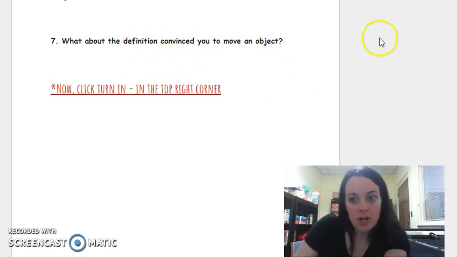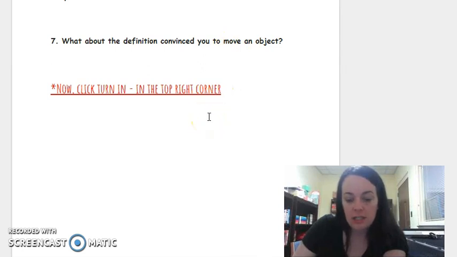Once you click Turn In, you are done with the assignment, and then you are going to go to your reflection journal and write your reflection for today. If you do not finish, then obviously you should not be at this part of the assignment, and you should not click Turn In. Only click Turn In if you're done.